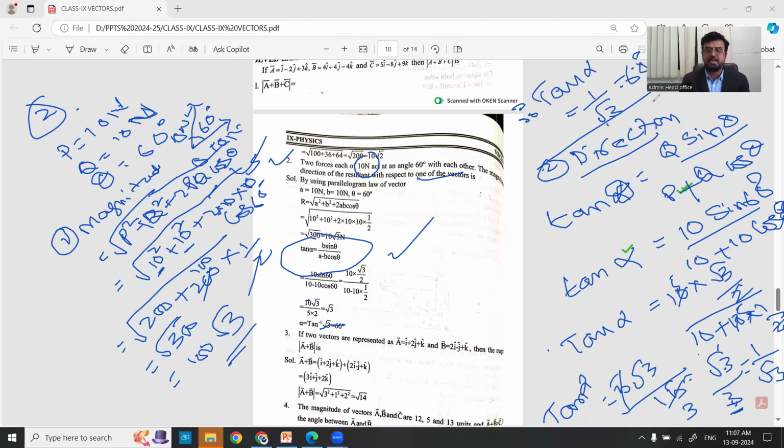So correct it in the book also. In the material you can correct it as A plus B, not A minus. Plus should be there. So we'll get plus everywhere, here also plus. You correct the material, write down the correct one. Q sin theta by P plus Q cos theta.